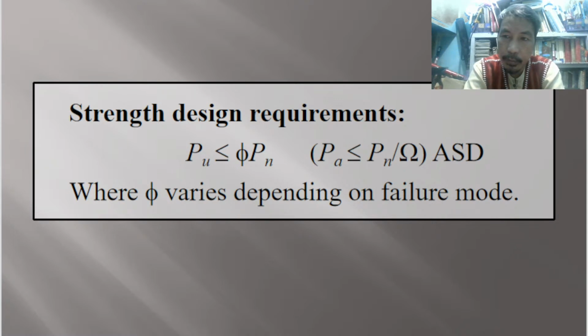On the other hand, if we are using LRFD, or the ultimate strength design, we have P sub U must be equal to or less than phi times P sub N. Meaning the ultimate tensile strength must be equal to or less than the reduction factor phi multiplied by the nominal force. Phi varies depending on failure mode. There are several failure modes: tensile failure mode, compression failure mode, flexural failure mode, torsion. The values of phi are different for each of them.